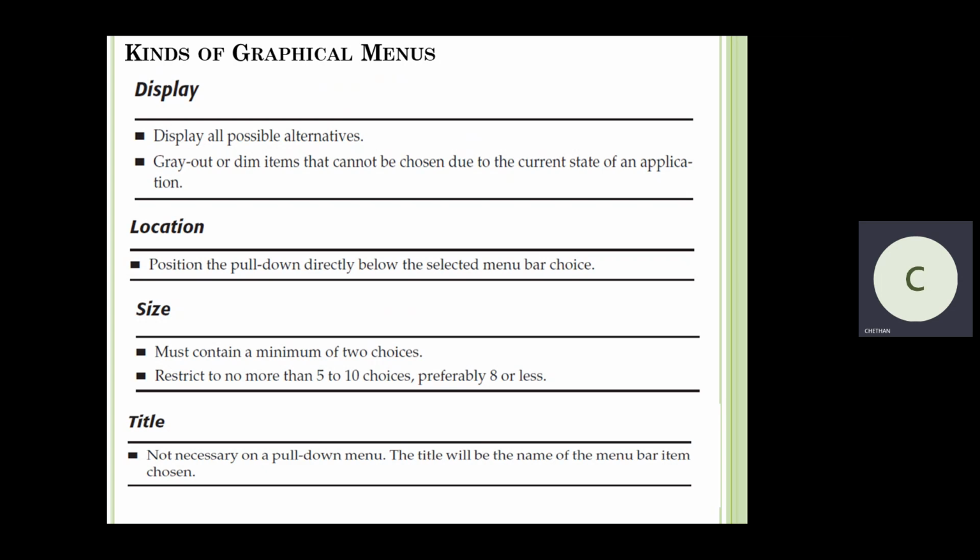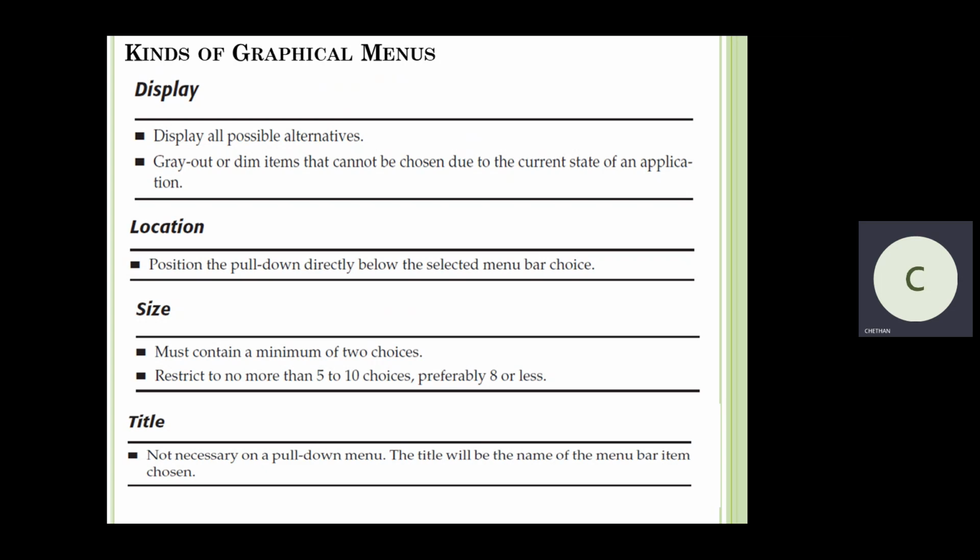So display: gray out or dim items that cannot be chosen due to the current state of the application. Your location, where do you think it will be? Position the pull down menu directly below the selected menu bar choice. That's what we do, right? We click on it, and obviously just below that, we'll have a pull down menu to select whichever we want. Size: it should contain a minimum of 2 choices because otherwise it's stupid. You can put it in the menu bar itself, right? Minimum 2 choices should be there when you go for a pull down menu.